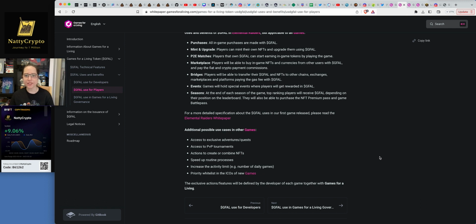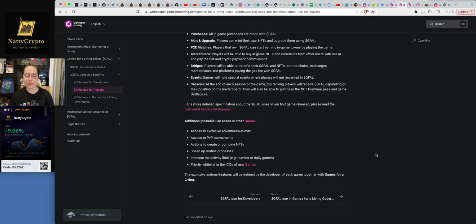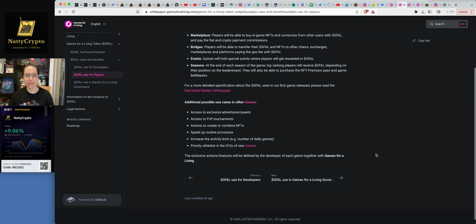Players can mint their own NFTs and upgrade them using Gfal. Players that own the token can start earning in-game tokens by playing the game. Players will be able to buy in-game NFTs and currencies from other users with Gfal and pay the fiat to crypto payment commissions. Players will be able to transfer their Gfal and NFTs to other chains, exchanges, marketplaces, or platforms, paying the gas fees with Gfal.